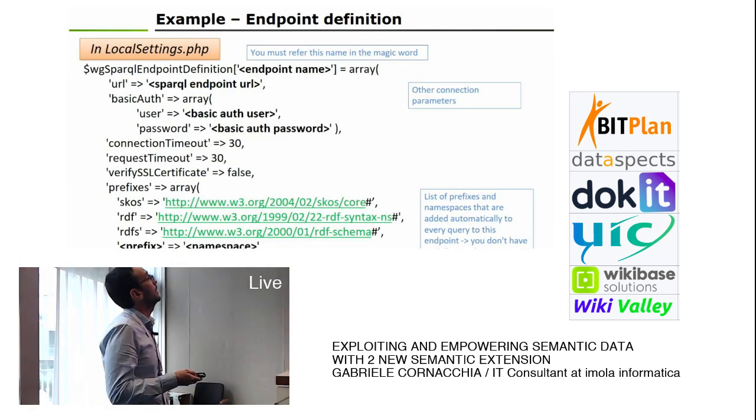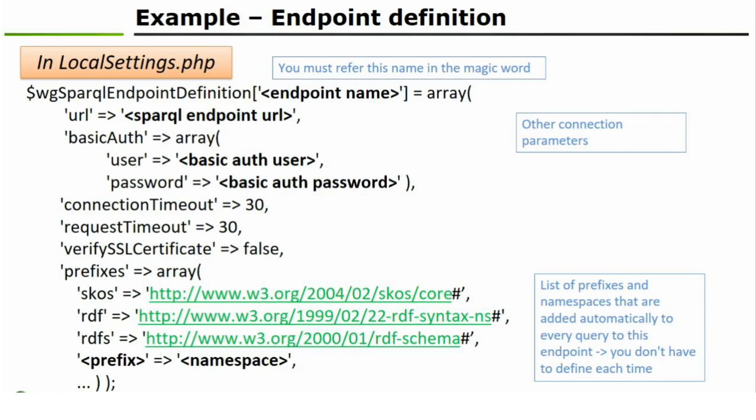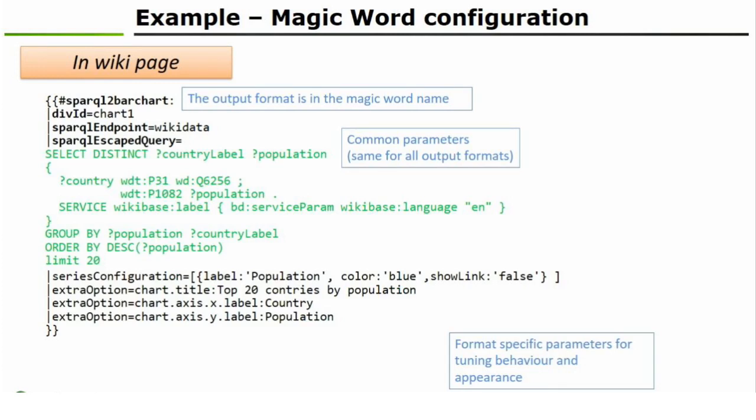An example in more detail. In local settings, we can define 1 or more Sparql endpoints. You must assign a unique endpoint name. You set the URL. You can configure the credentials for basic HTTP authorization and other connection parameters. Moreover, you can define a list of prefixes and namespaces that are automatically added to your query, so you don't have to redefine them every time. So that's step number 1. Step number 2, in a wiki page, I call my magic word.